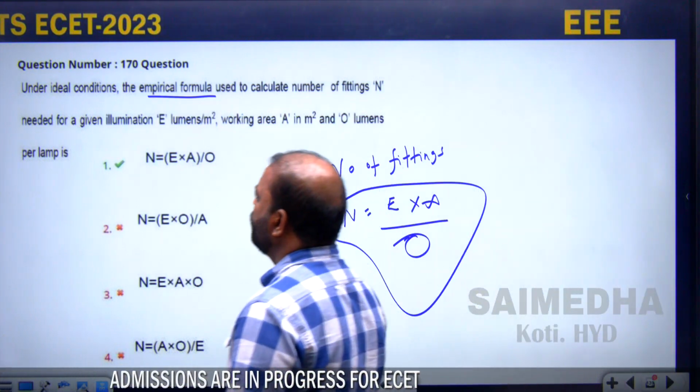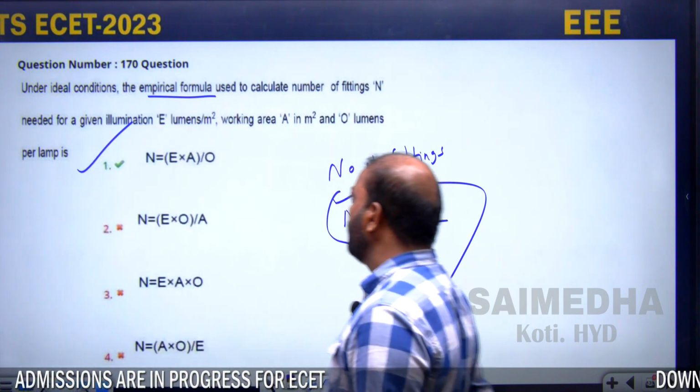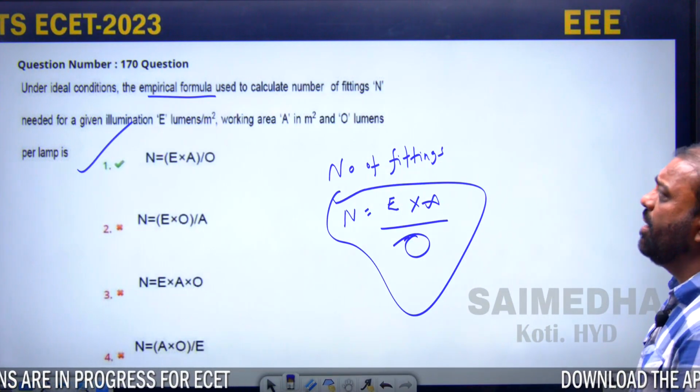This is a direct formula, no doubt here. So you need to remember this formula. This is not a derived formula, this is an empirical formula.